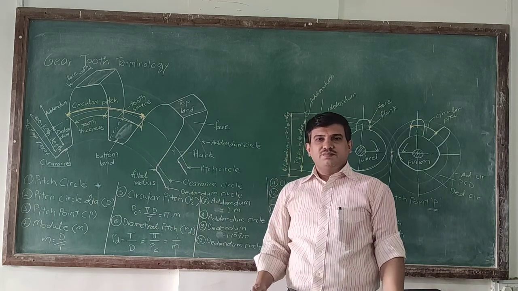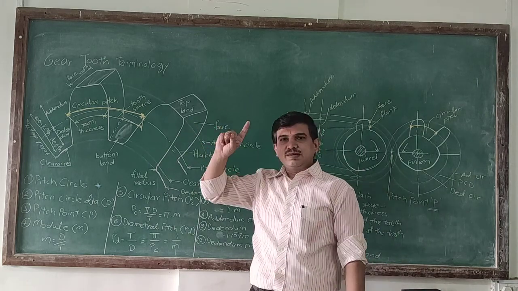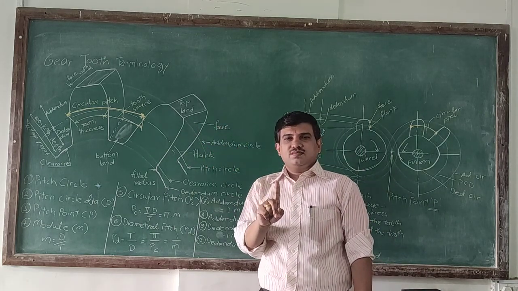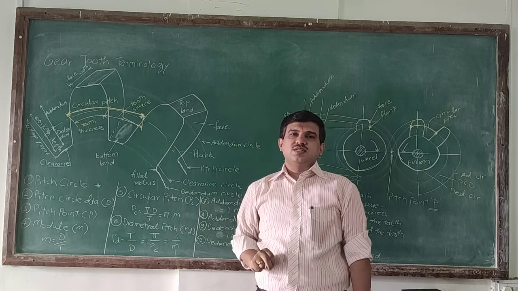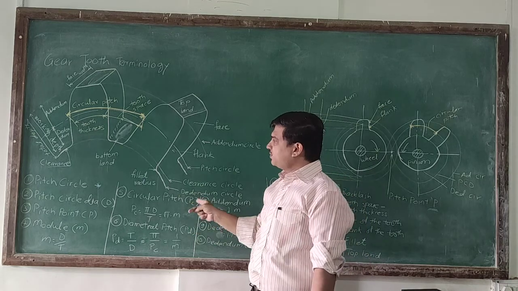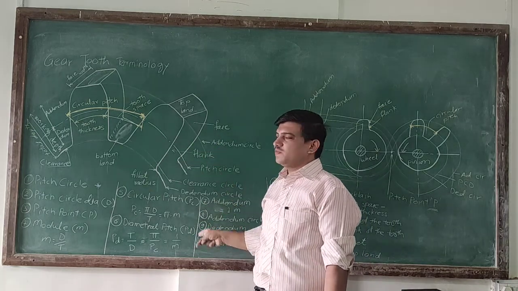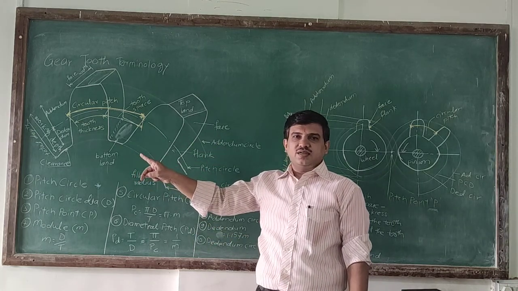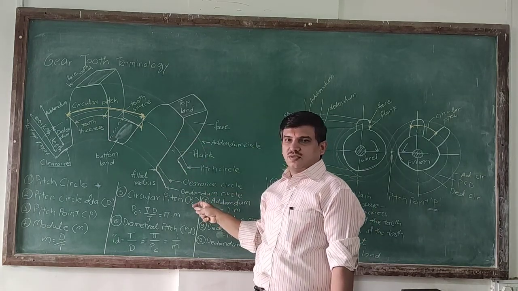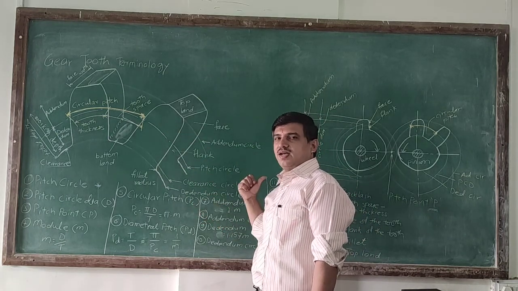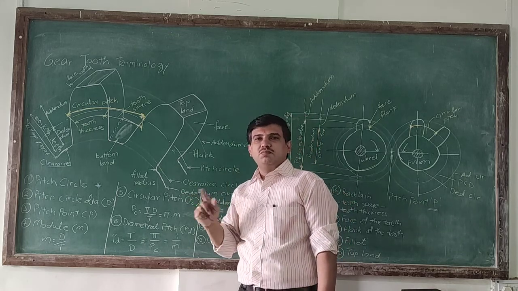You can't, because this is the terminology of one gear. Okay, for showing the pitch point you must have two gears. So pitch point cannot be shown on this particular gear, isn't it? Because you can show the pitch circle, this is the pitch circle, isn't it? But you will require another pitch circle to show the pitch point.